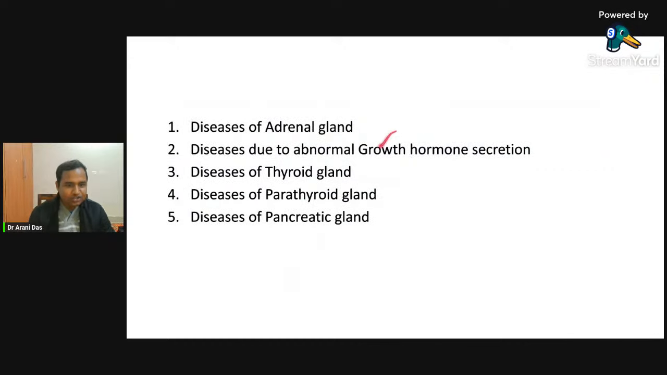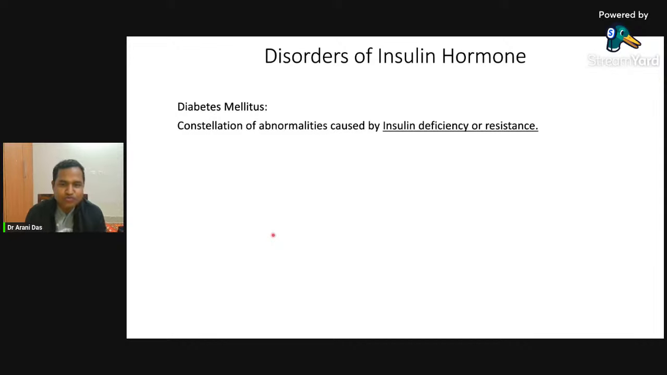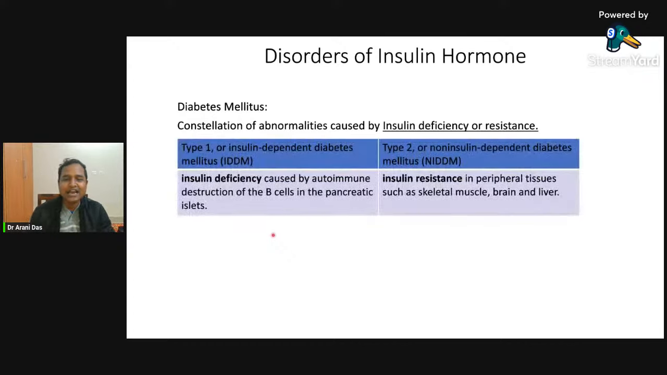So we have completed the diseases of the parathyroid glands. Then the last one is diseases of the pancreatic glands. We all know pancreatic glands produce the insulin hormone. If there is less insulin, or insulin resistance, or insulin is not available, it produces diabetes mellitus. So these are abnormalities due to insulin deficiency and resistance. Insulin deficiency leads to type 1 diabetes, and insulin resistance produces type 2 diabetes mellitus.